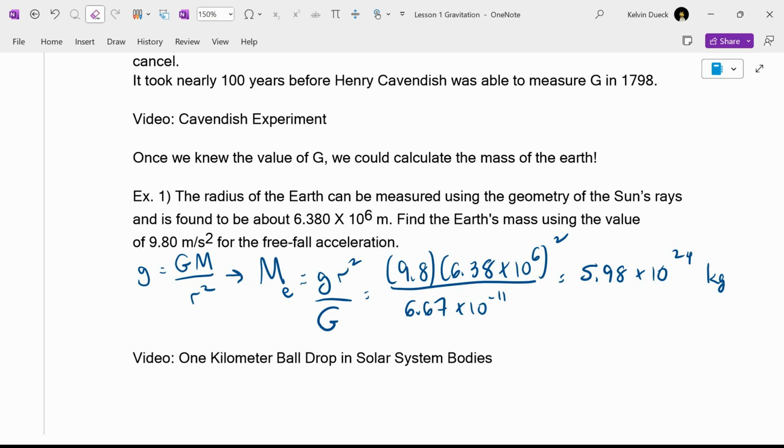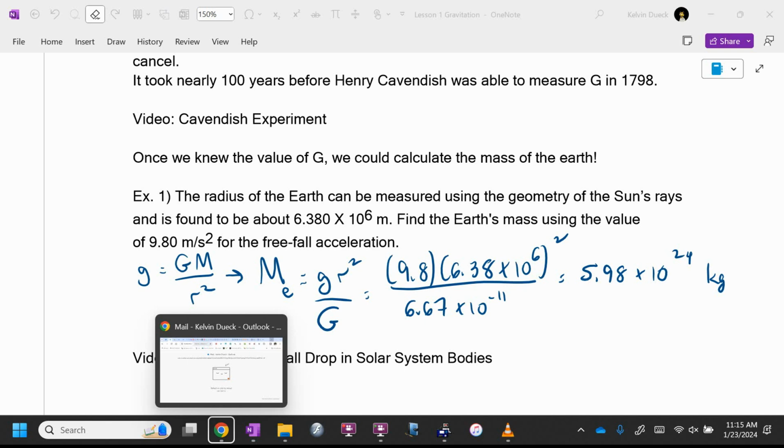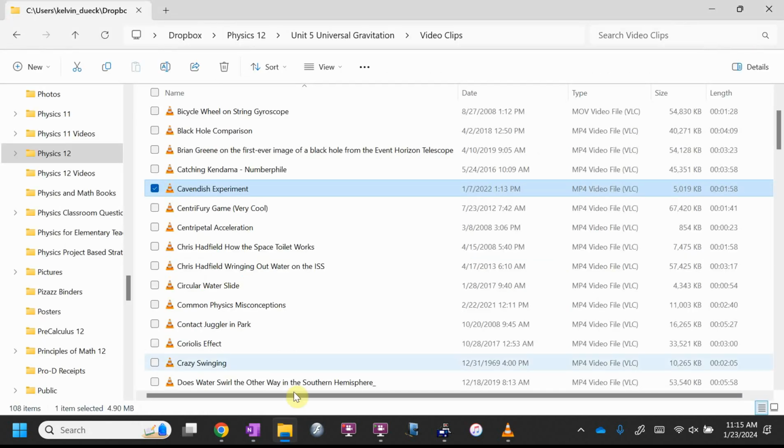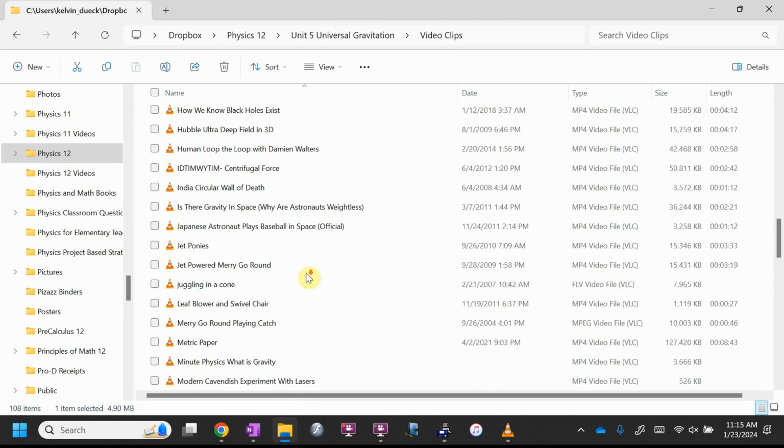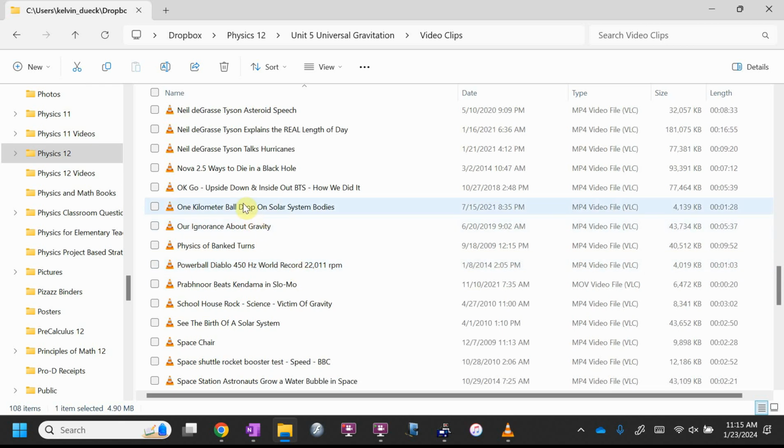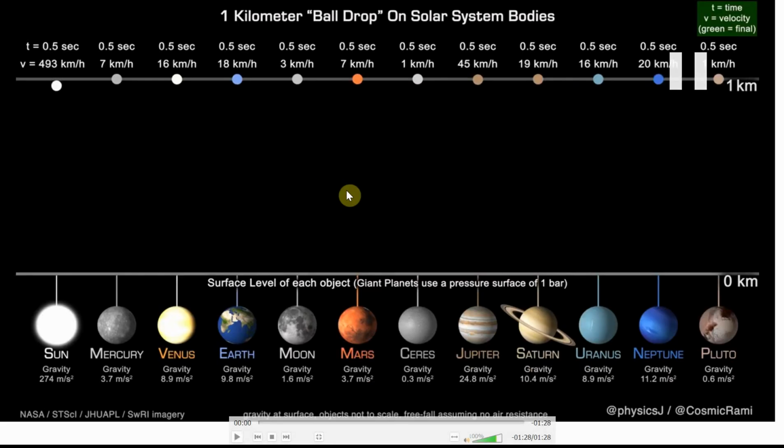So what's little g on the Earth? 9.8. On the moon, heavier or lighter? Is g bigger or smaller? Yeah, this is actually kind of nice. NASA put this together. Here is a 1 kilometer drop on a bunch of different astronomical solar bodies, and it's to scale. So look up, watch for a bit, put your pencil down.